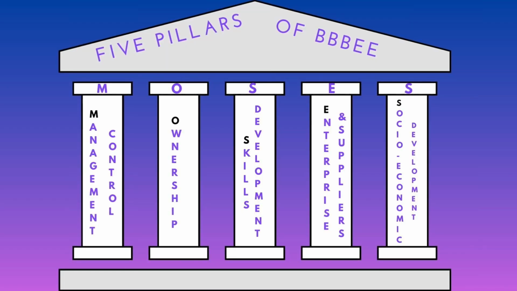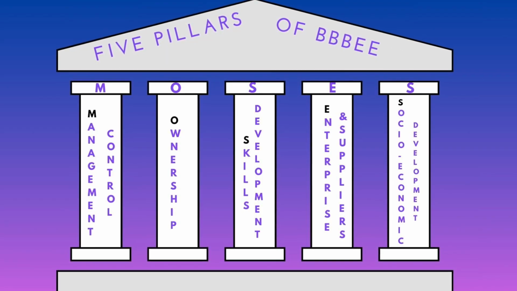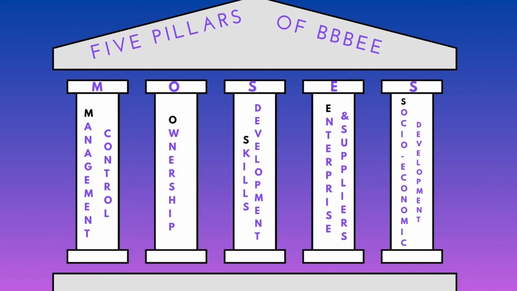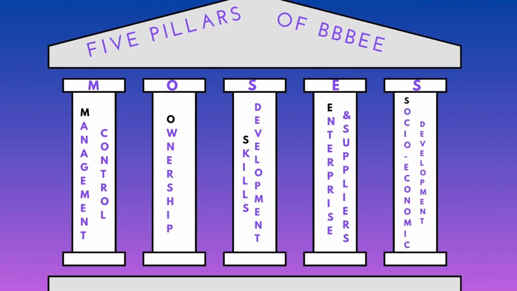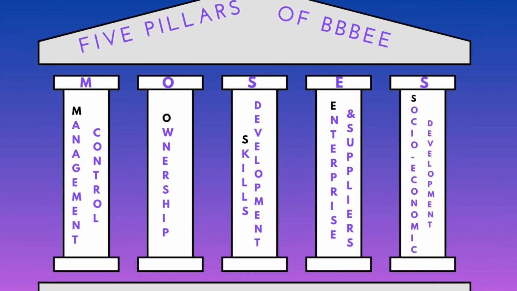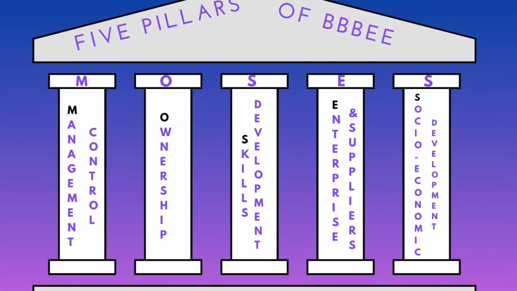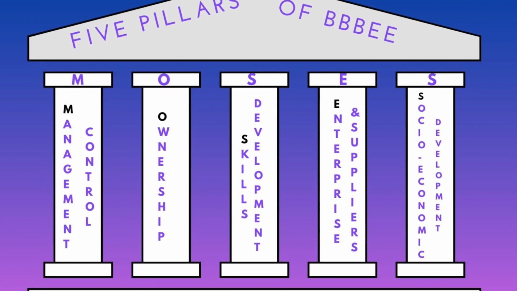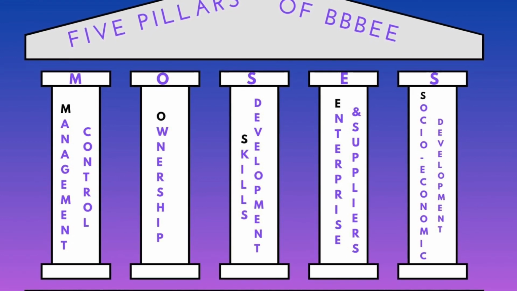M stands for management and control, and then O stands for ownership, and then S stands for skill development, and then E stands for enterprise and supplier development, and then S stands for social economic development. That's how we remember those pillars. Now we are going to talk about management and control.